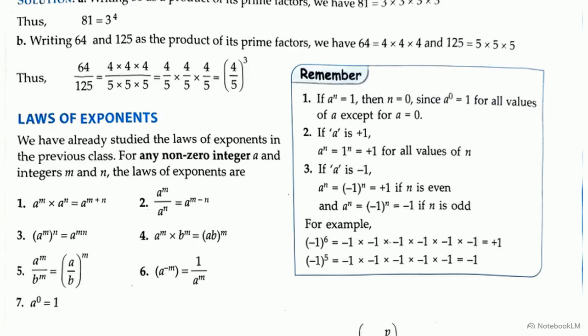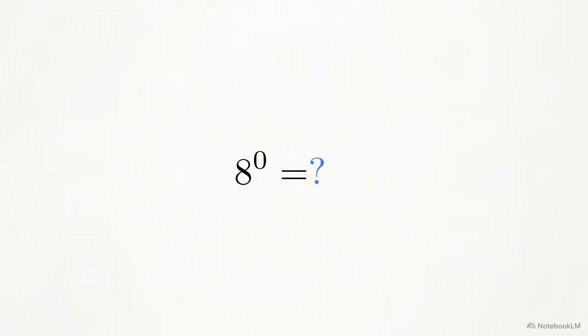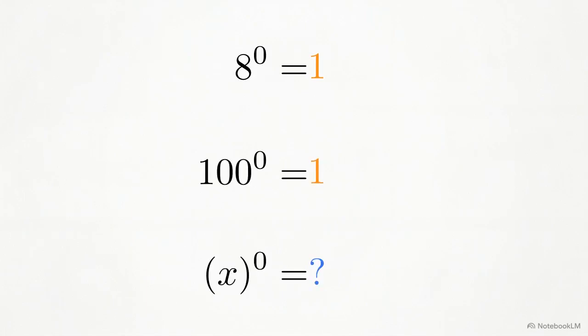Look closely at the remember box in the text. It highlights a common testing trap, raising a base to the power of 0. The rule here is absolute. 8 to the power of 0 equals 1. 100 to the power of 0 equals 1. Even an unknown variable, x to the power of 0 equals 1.